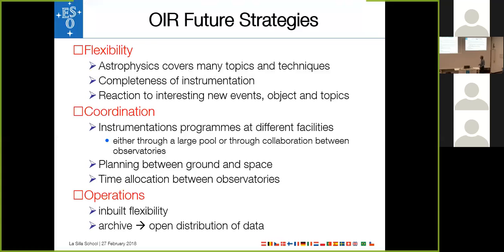That's another option. There's something that we work on, on a political level, the better planning between ground and space. So if Euclid flies, what do they need from the ground? What ground-based observations do they need? Plato, similar story. Espresso, for example, has been specifically, not only, but specifically also built to follow up Plato targets. And then time allocation between observatories. And operations, so we believe we have inbuilt flexibility through the service mode, which offers you things that other observatories cannot offer you. And then, as I said, we have a large archive.